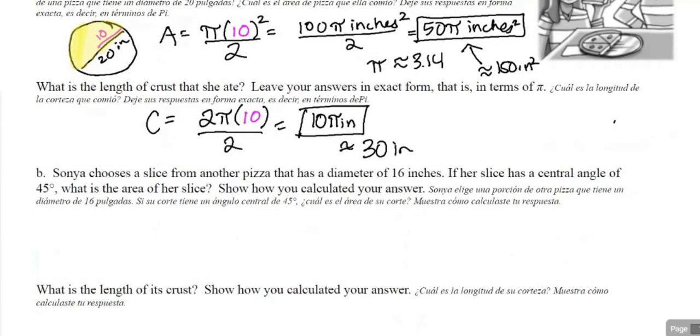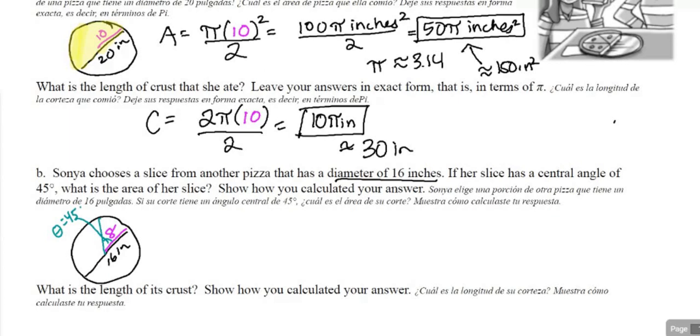Now we're talking about Sonia. Sonia chooses a slice from another pizza, so we're not talking about the same pizza. This one has a diameter of 16 inches. That means that the radius, which is only halfway across, is 8 inches. If her slice has a central angle of 45 degrees, theta is 45 degrees. What is the area of her slice?